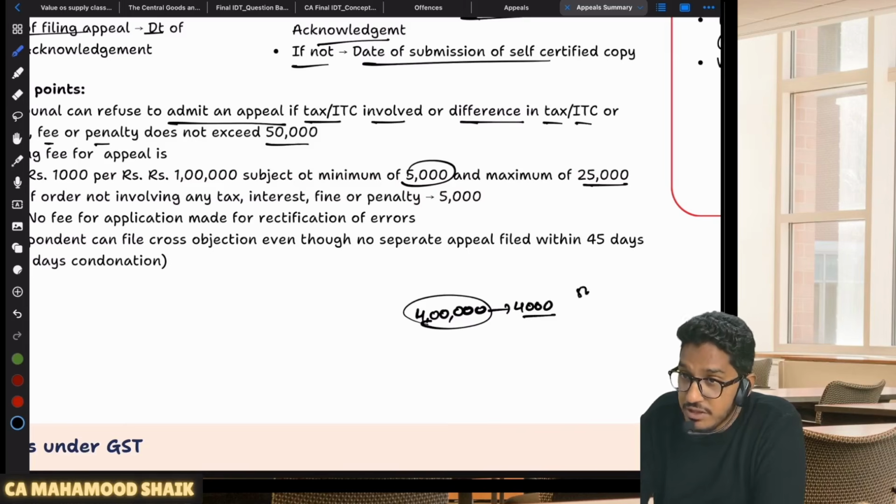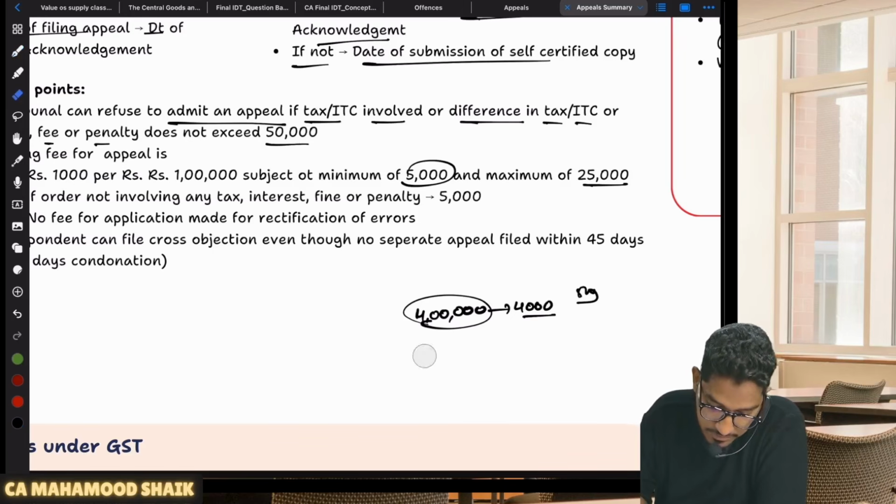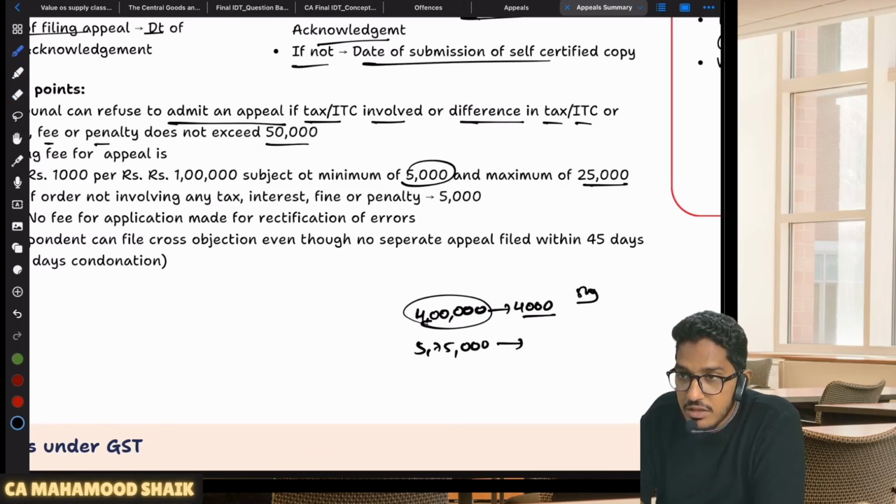Minimum late fee? Minimum 5,000 I have to pay. Even if it is 4,000, I am paying, let us say. My disputed amount is 5 lakh 75,000. How much fee do I have to pay? 6,000. 1,000 for every 1 lakh, and even for part of 1 lakh it is 1,000 rupees. So 6,000 rupees or minimum 5,000. How much? 6,000 I will pay. Why? Because the actual fee amount itself is 6,000.